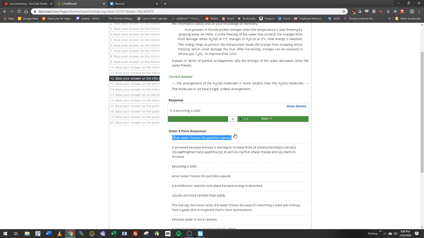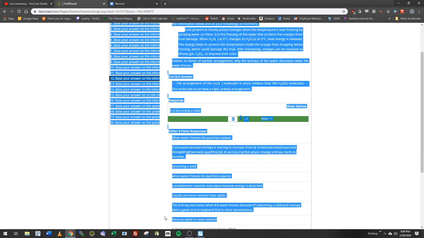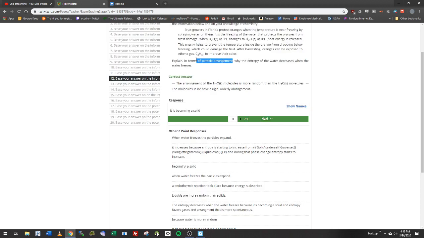Things that people wrote here: you talked about particles expanding, but you didn't talk about the entropy. Or people just wrote it becomes a solid without talking about the particle arrangement. Clearly, if you wrote it's becoming a solid, or you're saying water is more random, you're not talking about the particle arrangement. You had to very specifically say that solids have a more ordered arrangement of particles, where liquids, if you talked about the liquid being more chaotic, you had to talk about the fact that the particles are arranged in a more disordered way.